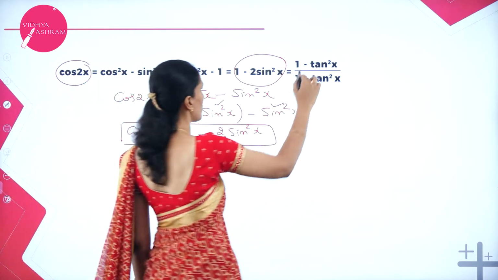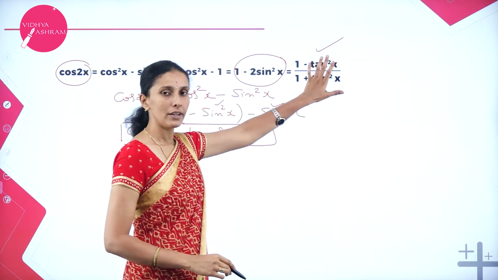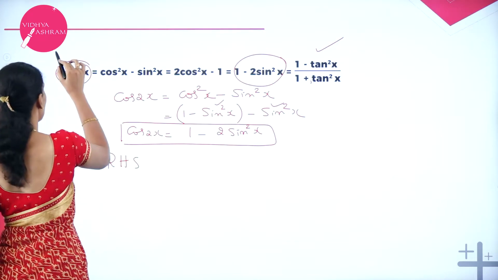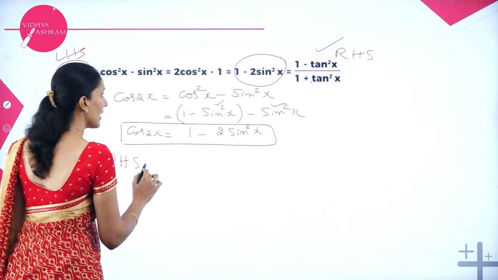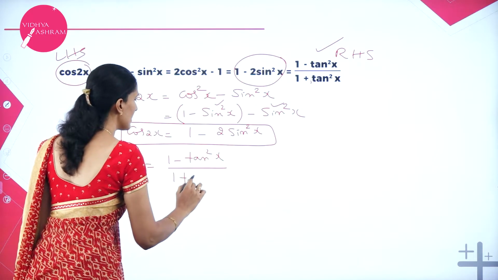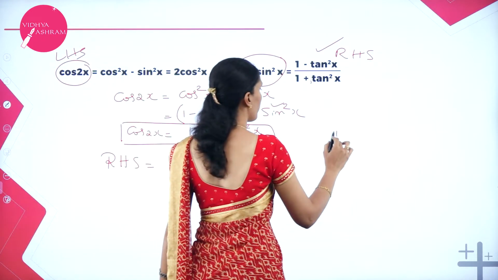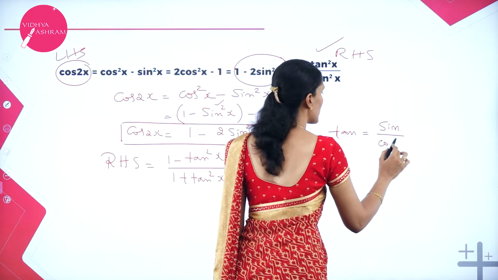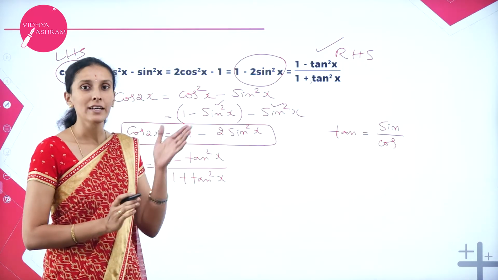Next I am going to prove this one, that is 1 minus tan square x by 1 plus tan square x. So here I am considering your right hand side part. I'll take this as left hand side and this as your right hand side. So what does the right hand side contain? 1 minus tan square x by 1 plus tan square x. Now, what is the relationship between tan? Whenever you get a tan function, just replace it with sine by cos, because tan function is the ratio of sine and cos.